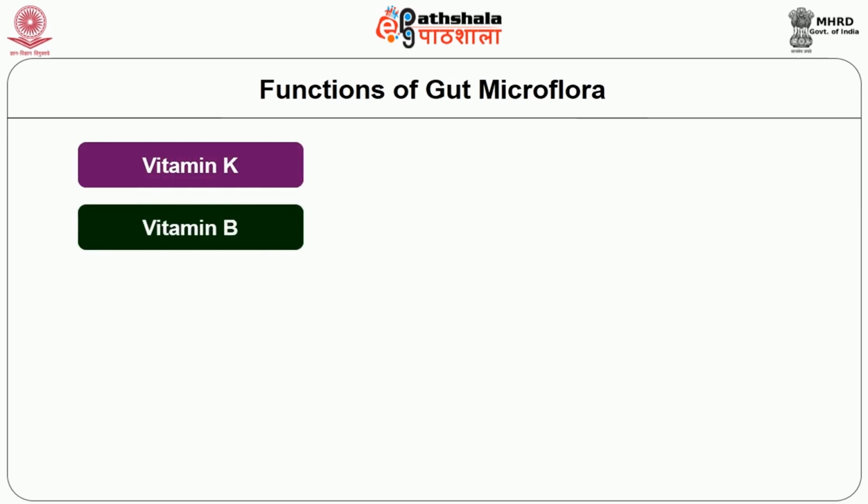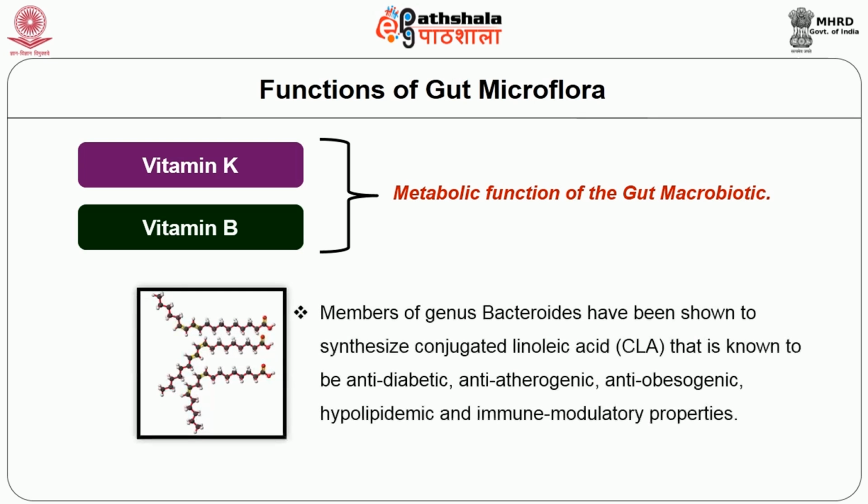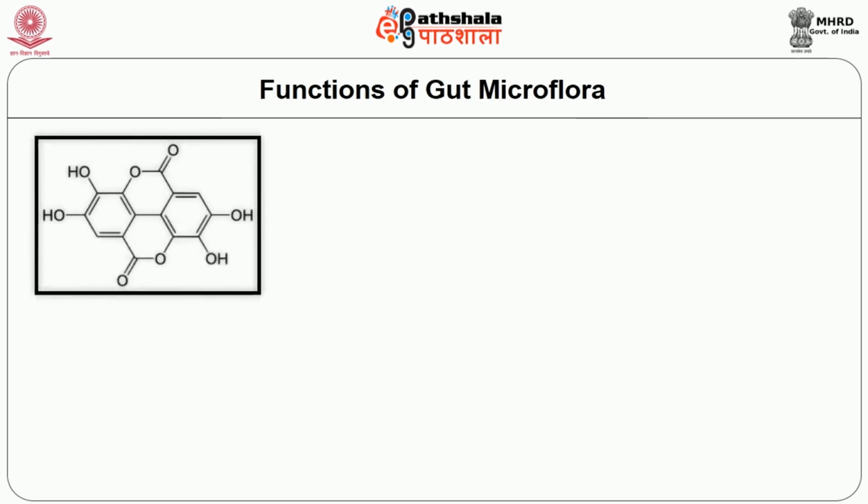Synthesis of vitamin K and several components of vitamin B complex is another major metabolic function of the gut microbiota. Members of the genus Bacteroides have been shown to synthesize conjugated linoleic acid, which is known to have anti-diabetic, anti-atherogenic, anti-obesogenic, hypolipidemic and immune modulatory properties. Polyphenols. Polyphenols are plant secondary metabolites.